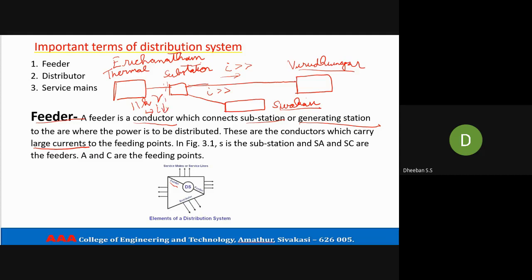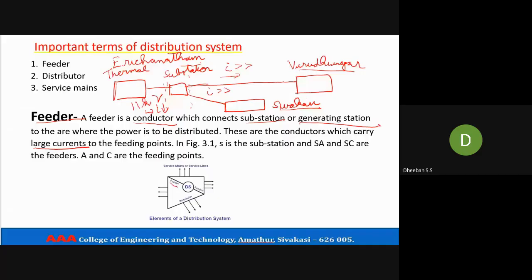But after the substation part, this 11 kV will be stepped down to 440 volt or 230 volt. In such a case, the voltage will be decreasing. So for the proper carrying of power, the current will be rapidly increasing. So that's the concept here.